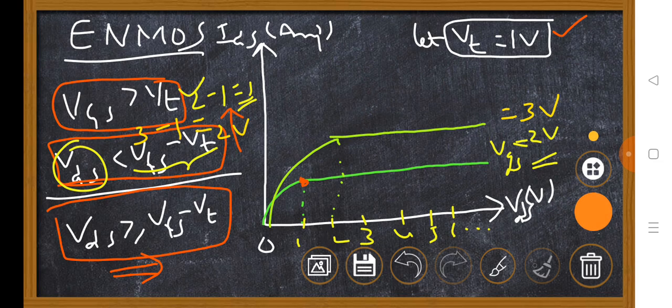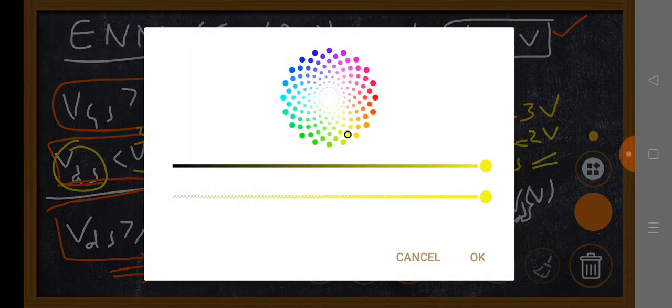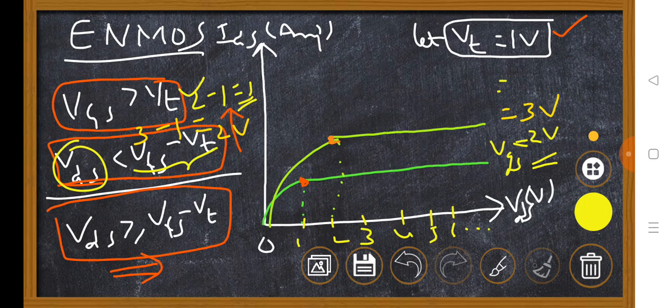Is it clear, all of you? Now tell me yourself. We will take one more gate to source voltage. If you want, you may take 4 volts. What happened? 4 minus 1 is equal to what? 3 volts. Therefore, the current will increase up to where?